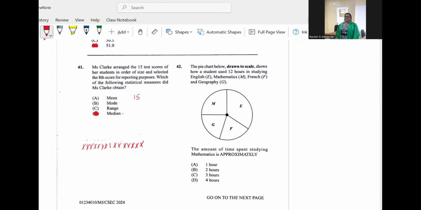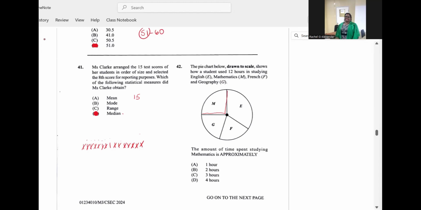42. The pie chart below shows how a student used 12 hours in studying English, math, French, and geography. The amount of time spent studying math is approximately what? So it's 12 hours, and the math sector is looking like a 90-degree sector. So that's why they say approximately, because they know it may not exactly be 90, but it looks like 90. So it's approximately like a quarter of the 12 hours, which is 3. So that's 3 hours.